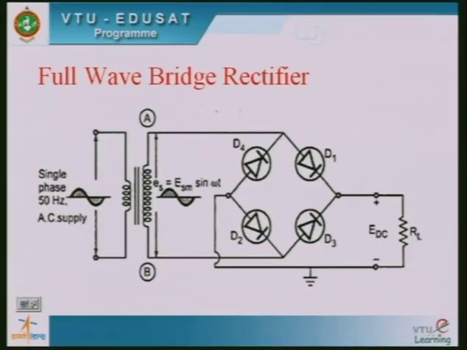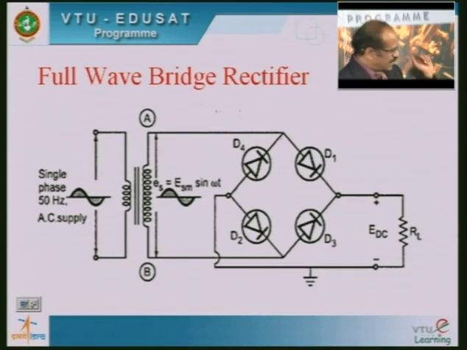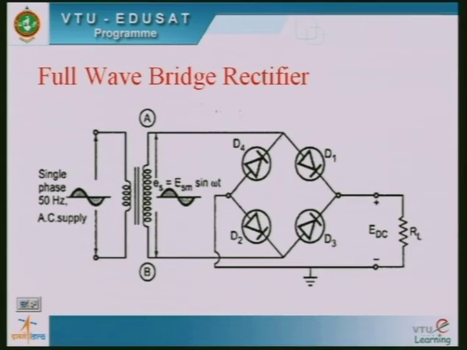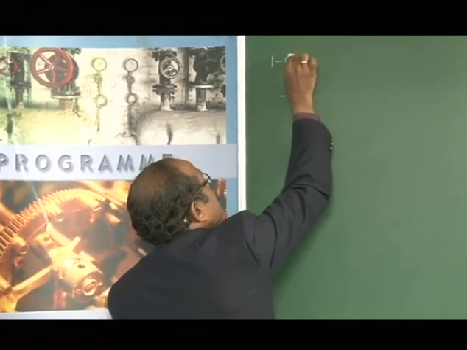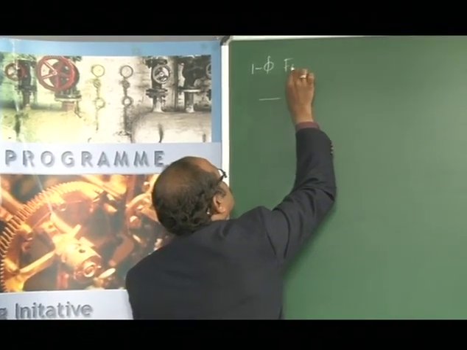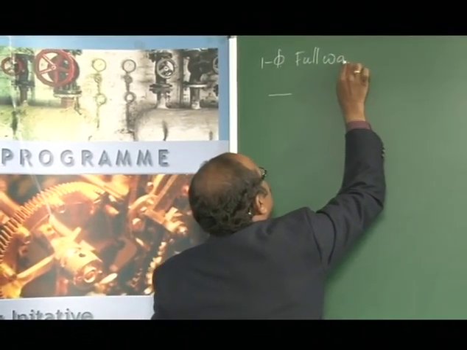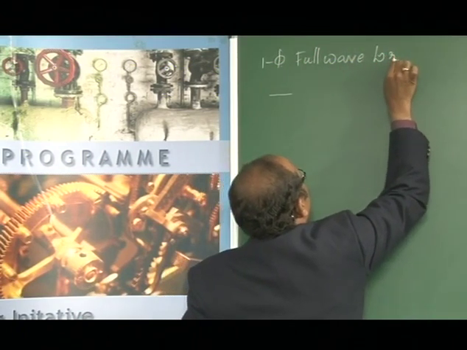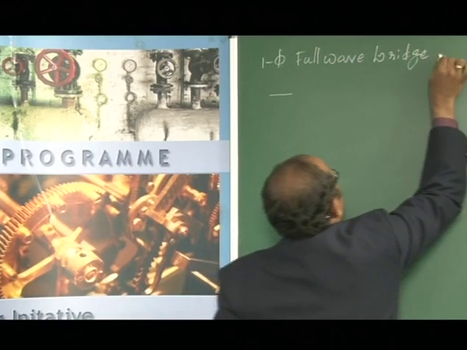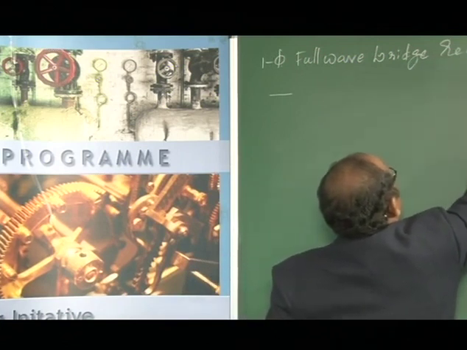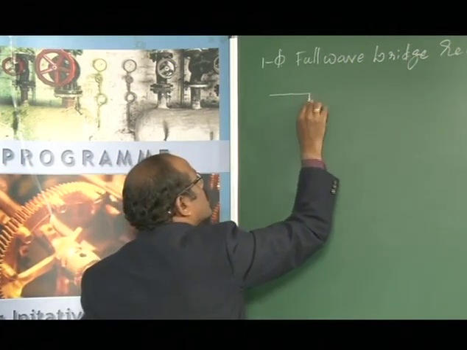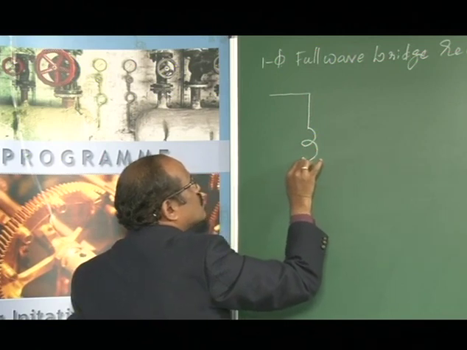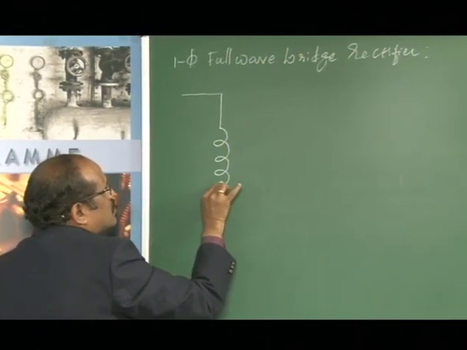This particular slide shows the circuit of the full wave bridge rectifier. Now let us analyze this particular full wave bridge rectifier, so let us draw this circuit here, the single phase full wave bridge rectifier. As shown in the figure, it consists of a transformer. It is usually called the step down transformer.